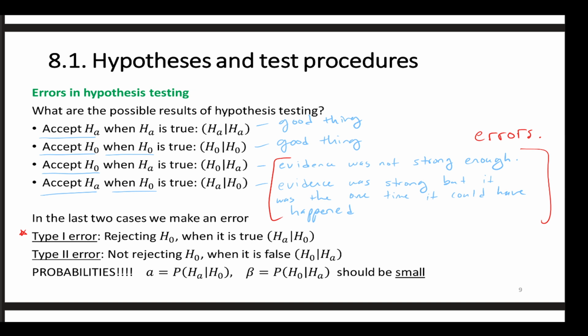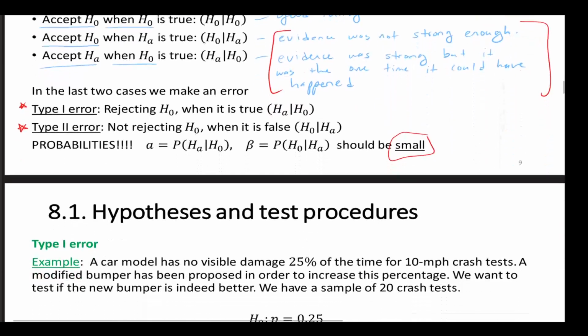Not rejecting the null is when someone who is guilty isn't prosecuted. So that's the type 2 error. You fail to reject the null, or you fail to reject that the defendant is innocent when in fact the person is actually guilty. All right, so we want these probabilities to be small, which means we want a small error rate.